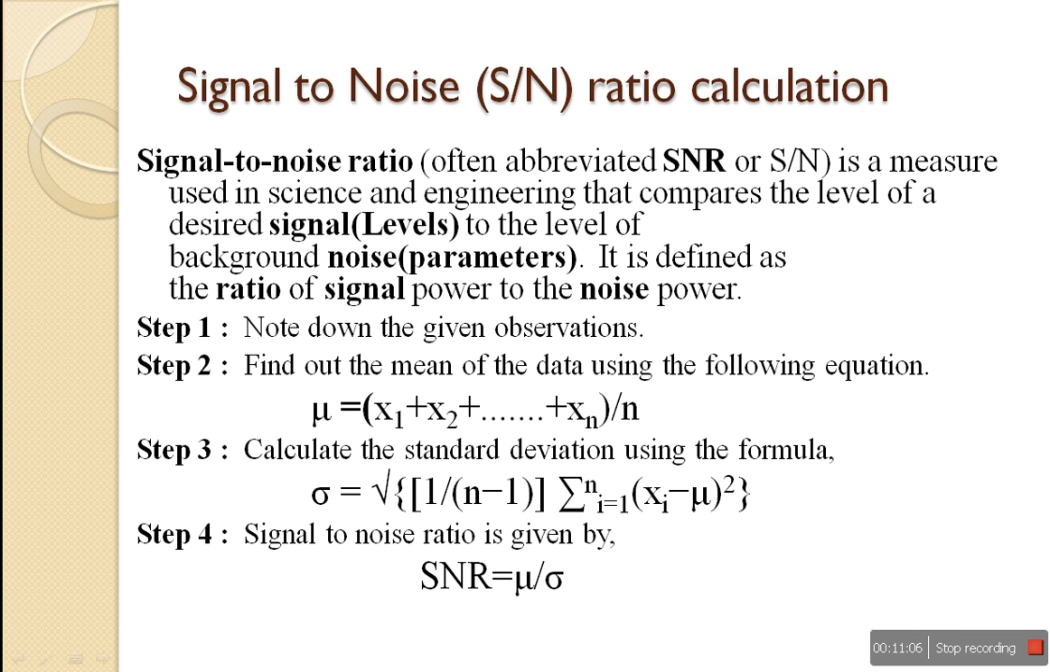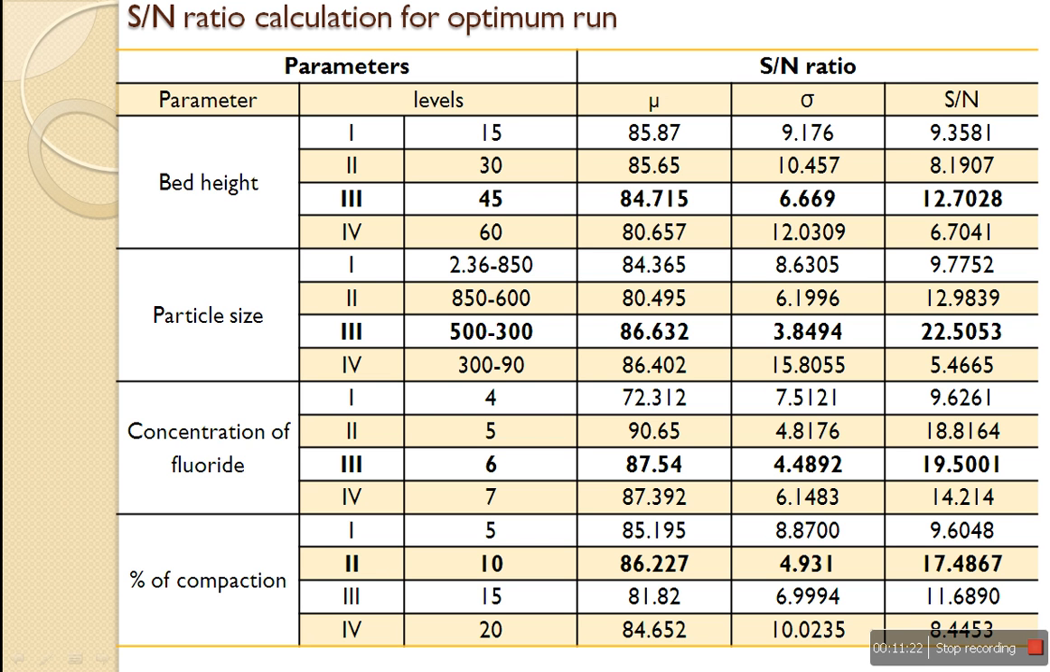First, note down the given observations. Second, find the mean of the data. Third, calculate the standard deviation using the formula. Fourth, the signal to noise ratio, that is mu divided by sigma. The signal to noise ratio of each and every parameter is in this table.